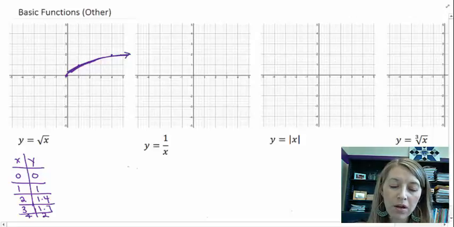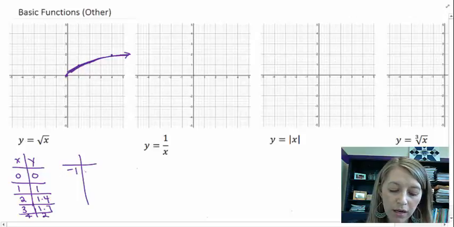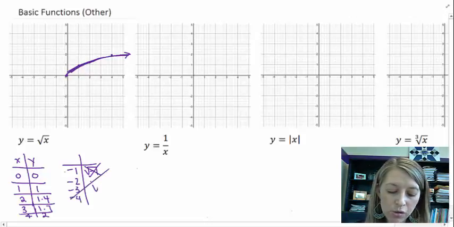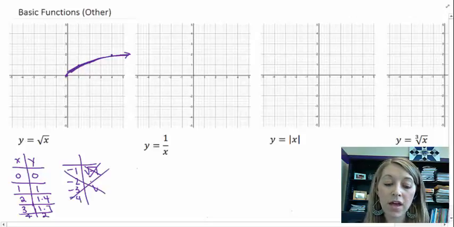Okay. What's happening on the left-hand side of the graph? Well, what happens if I plug in -1 and I want to take the square root of -1? Well, we know that we cannot take the square root of negative numbers. So that is an imaginary number. It's not on my graph. Same thing with any negative number. They're all imaginary, and so they won't appear on the graph. And so this is where my graph is.